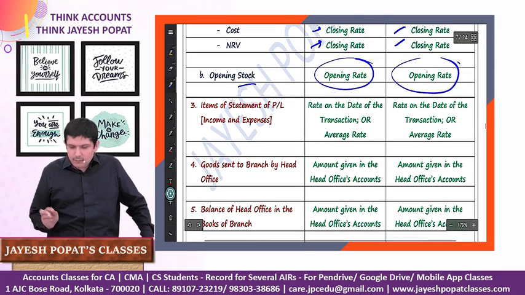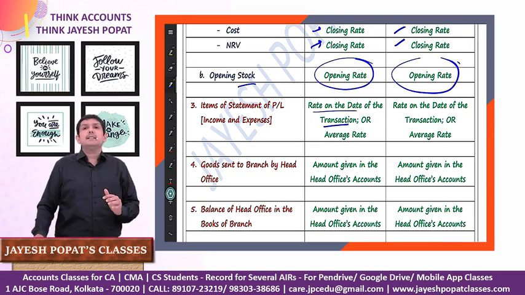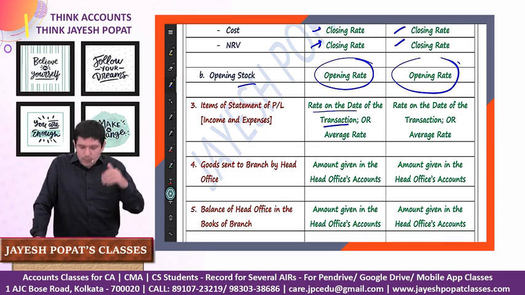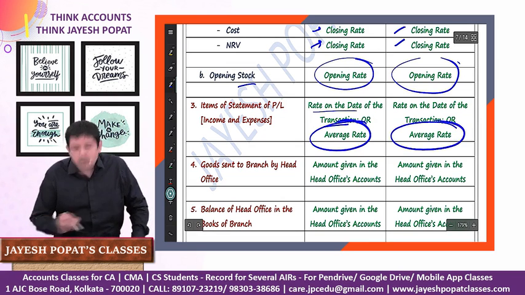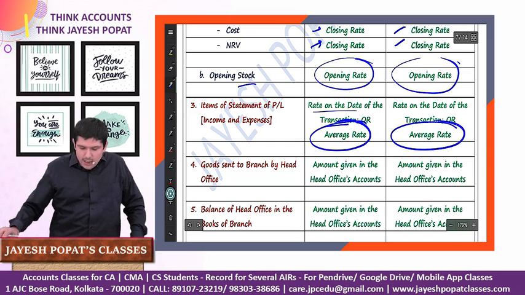For P&L items, we'll take the rate on the date of the transaction, but to convert various transactions at that rate, using the rate on which those transactions take place becomes impracticable. So for convenience, we take the average rate to convert the statement of profit and loss items.